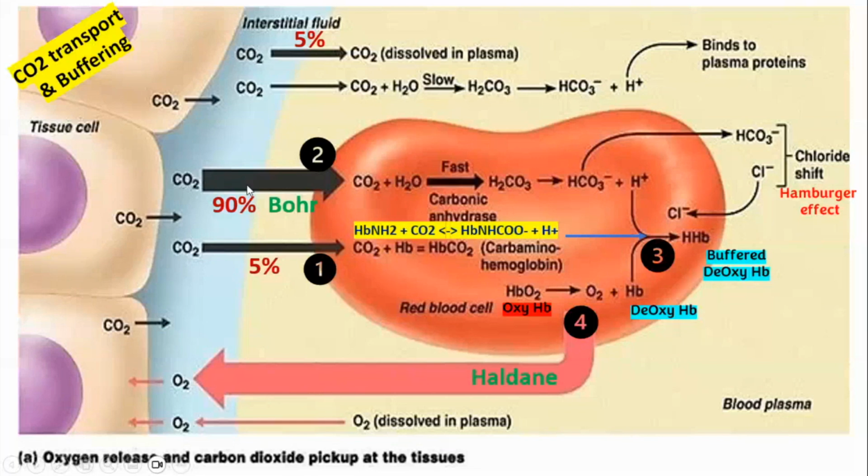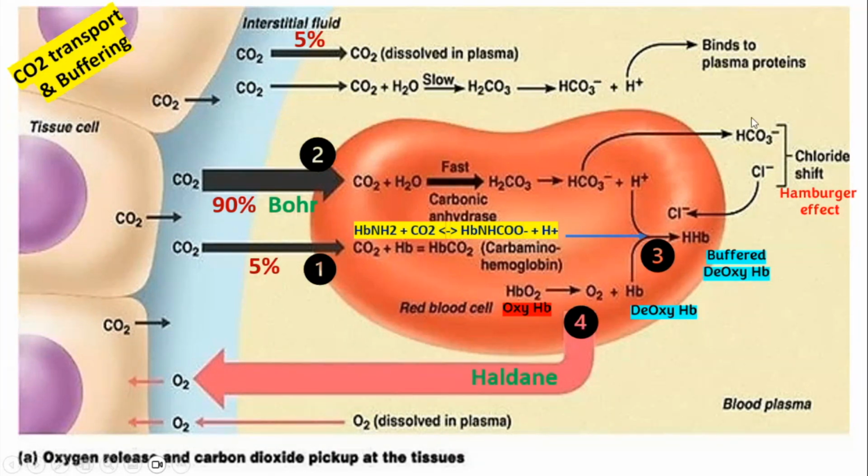Next, Bohr effect. Carbon dioxide goes in, carbon dioxide plus H2O is catalyzed by the carbonic anhydrase, H2CO3, to produce bicarb and H plus. Bicarb is constantly removed by the chloride shift and Hamburger shift to maintain electroneutrality. Again, H plus is liberated. So this H plus. Okay, next we have Haldane effect.